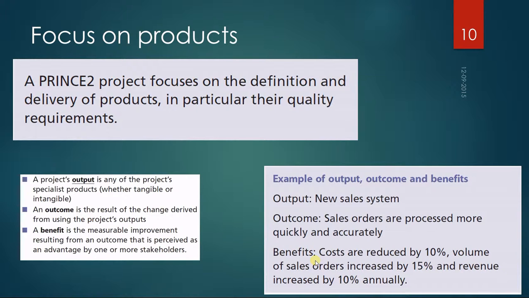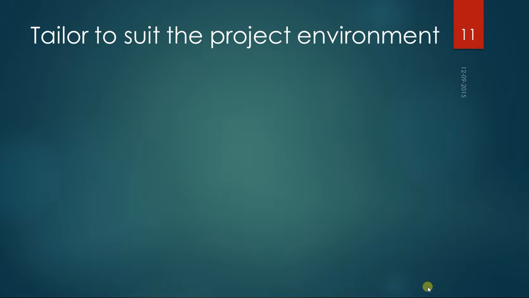And here's another example from the manual on what output, outcome and benefits are. They also write that the benefits are measurable. So yes, that's all for products. Let's move on to tailor to suit the project environment. That's also a really good principle.